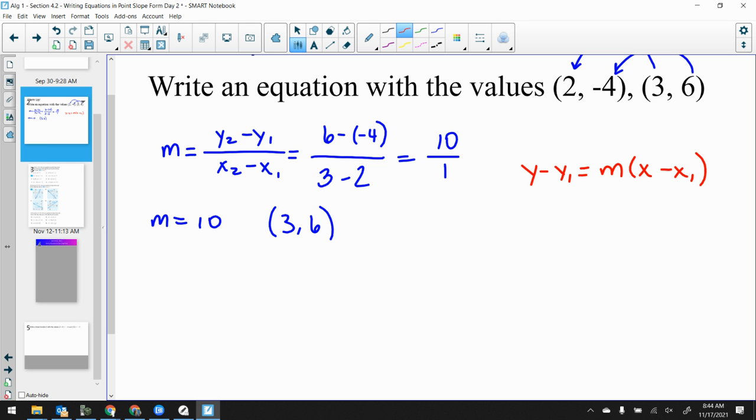So, what we're going to use it for here, I have my slope, I have my point. I'm going to put it into point slope form and then solve for y. Let's do it. I've got y minus y1. What's my y1? 6, the y value of the coordinate. Remember, x and y stay there. The x1 and the y1 go away. The m is the 10. And then we have x minus what? 3.